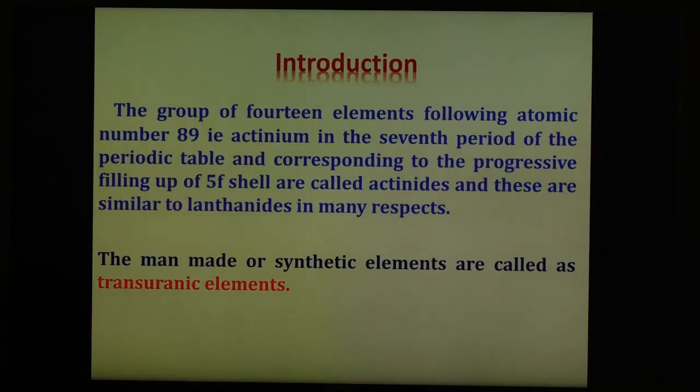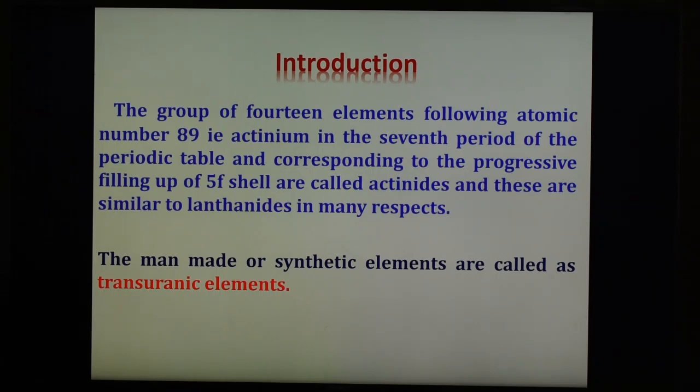And as we know, actinides are the 14 elements, and these are f-block elements shown separately at the bottom of the periodic table. The group of 14 elements of atomic number 89 onward, that is actinium in the 7th period of the periodic table and corresponding to the filling of the 5f subshell, are called actinide, and these are similar to the lanthanide in many respects. Among these, only neptunium and plutonium occur in nature, in minute quantities, and the rest of the elements are a result of nuclear reactions.